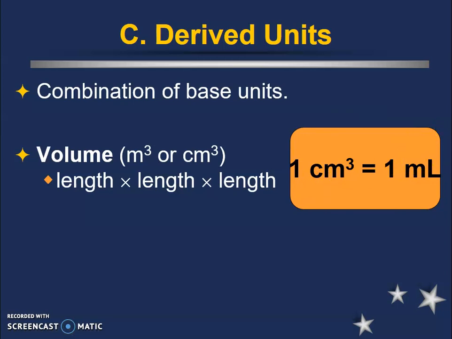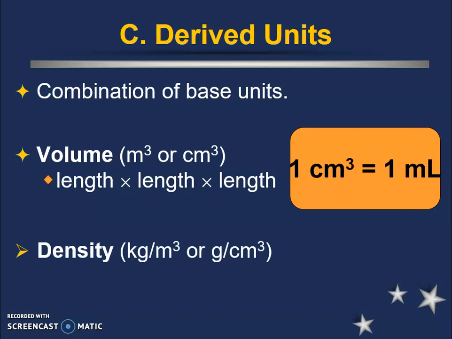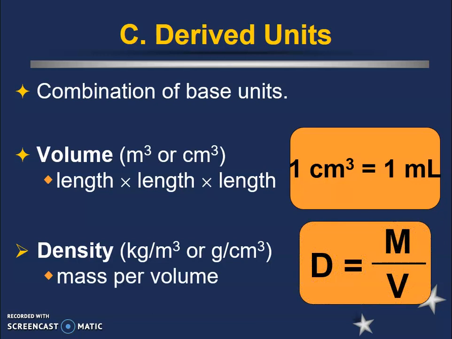Then the next thing that we're going to put on that equation sheet, our very first equation, is going to be density. So density is a derived unit. It is a combination of 2 units. It's a combination of mass and volume, okay? So density is your mass per volume.